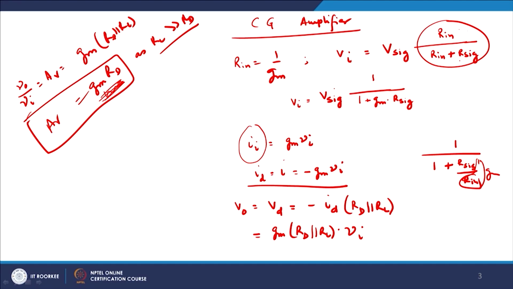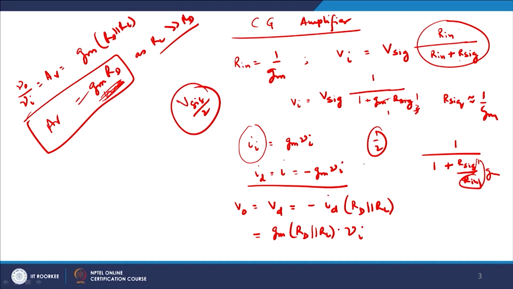So, what I get from here is that it can act as a unity gain device, provided Rsig is approximately equal to 1 by Gm. If it is 1 by Gm, the Gm cancels out, I get 1 upon 2, half. So, when I get half here, I can have Vi equal to half Vsig. So, half the Vsig is available at the input side of your device, and therefore, your gain will also reduce in that sense.